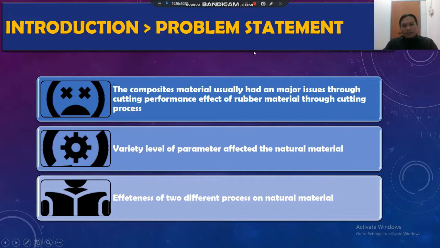This is my problem statement. The problem statement that I have for this project is the composite material usually has major issues in cutting performance, the effect of material through the cutting process. Variety level of parameter affected the natural material. Effectiveness of two different processes on natural material.